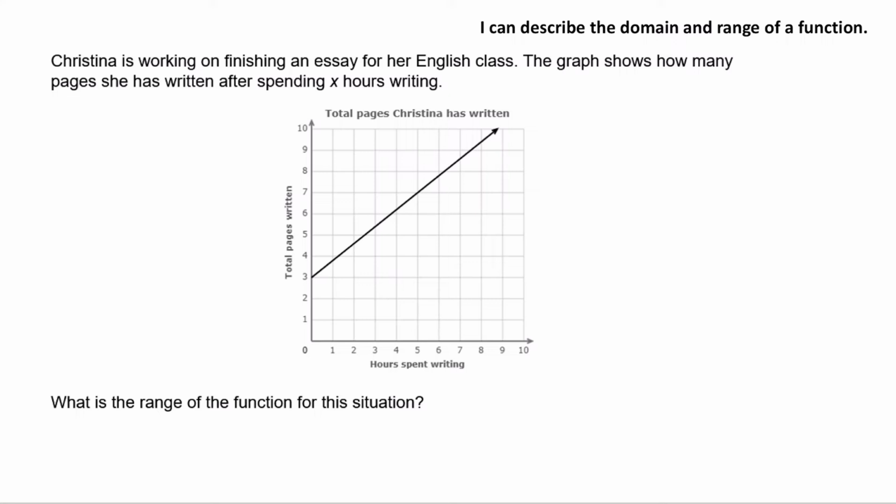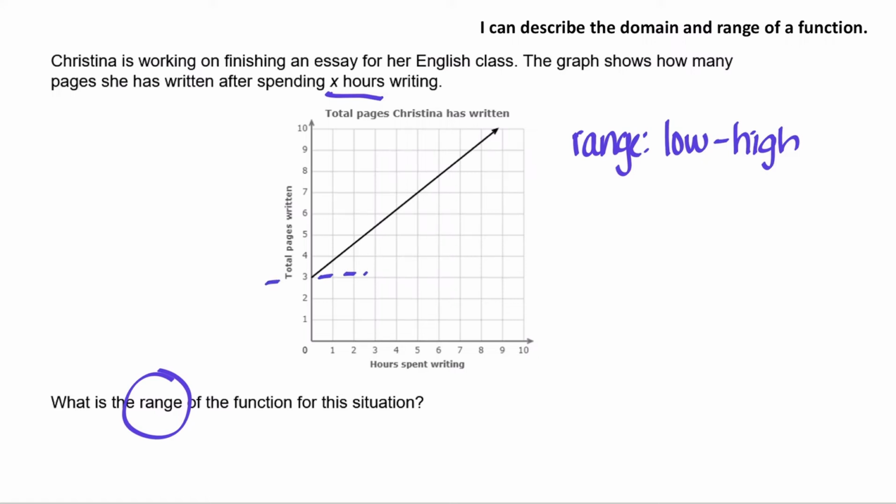So Christina's working on finishing an essay for her English class. The graph shows how many pages she has written after spending X hours writing. What is the range of the function for this situation? So she's spending X hours writing, and we're trying to find the range. So let's look at this graph. So it starts off here at 3. So remember that our range is going to be found by looking at the lowest to the highest point. Okay, so I'm going to draw this line right here at 3 because that is my lowest value in the range. Now let me try finding the highest value.